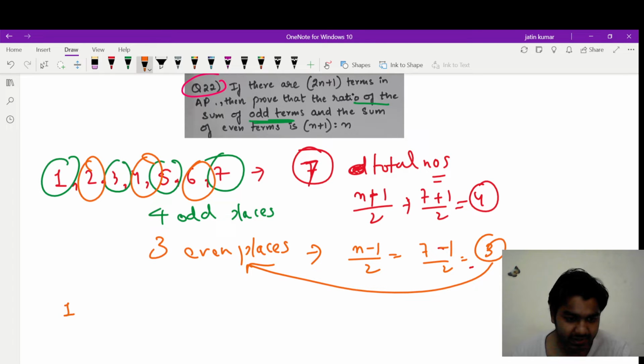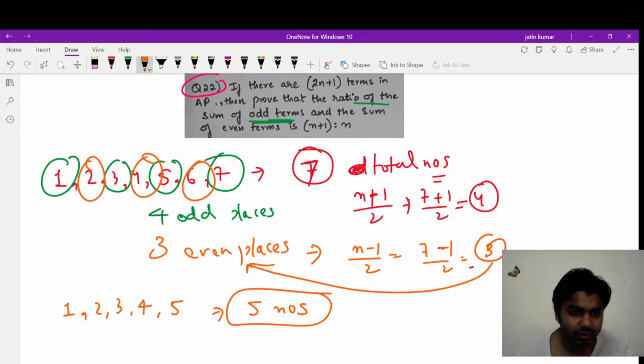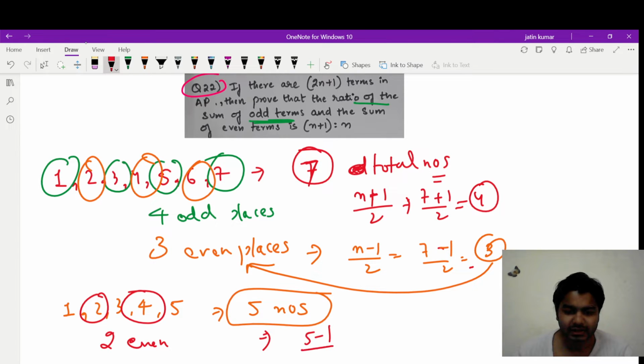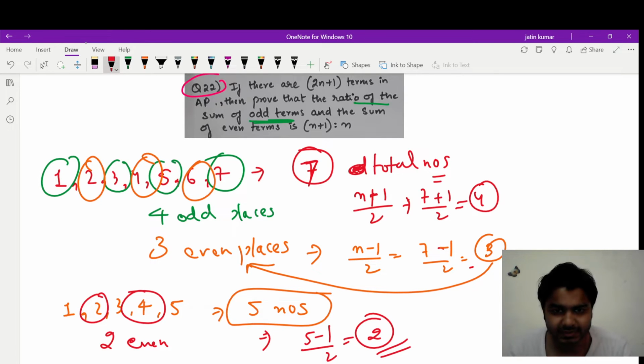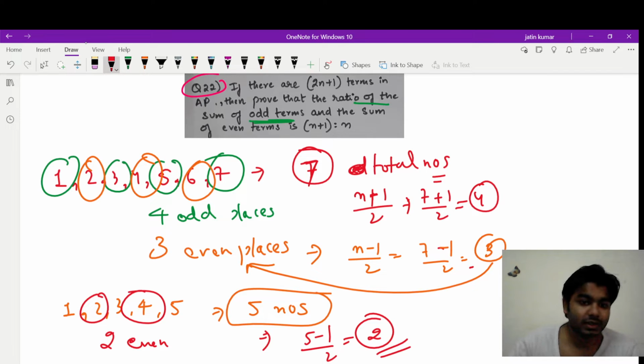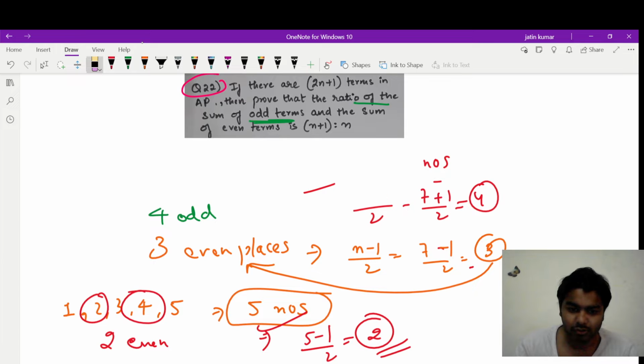Check for another example. 1, 2, 3, 4, 5, we have total 5 numbers. Now if I ask you how many even places are there, you will say 2, 4, 2 even places. Now on finding it with the formula, we have 5 minus 1 upon 2, that is also 2. So we have got two formulas here, and remember this formula is only applicable for odd total numbers. Just like I assumed 7 here and 5 here, you have to assume odd total numbers, then only this formula will hold.